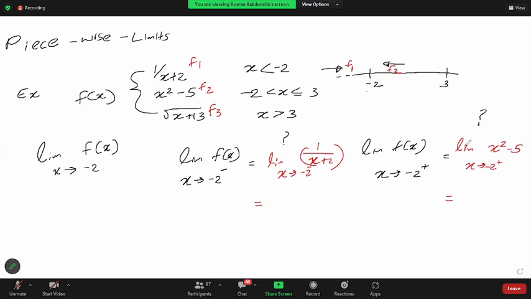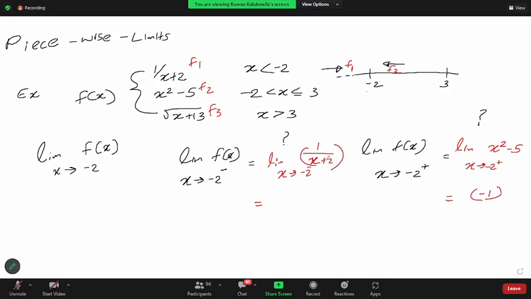First, I will solve this side because this is a polynomial, so you can just plug in the value and find the limit. If I substitute negative 2 here, negative 2 to the power 2 is 4, and 4 minus 5 means negative 1. Right, we have an answer for that. Now we need to see whether the other side will give the same result.